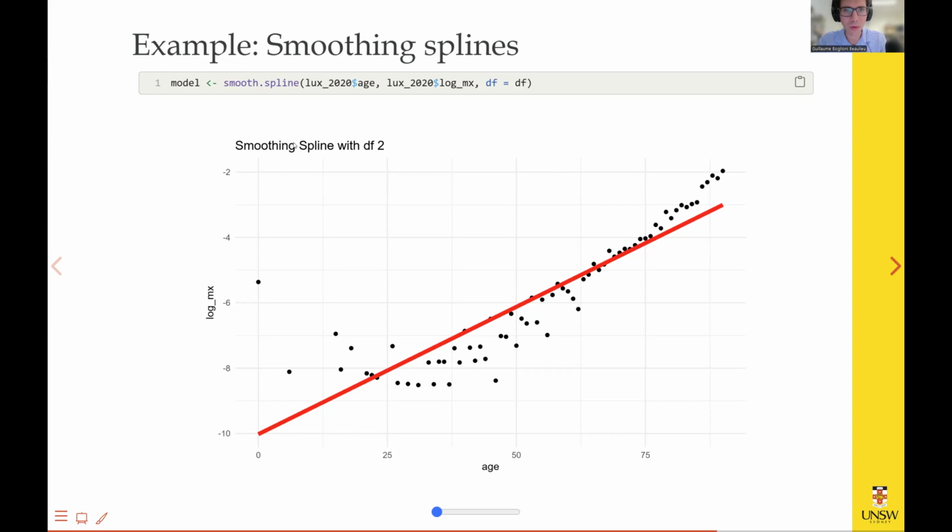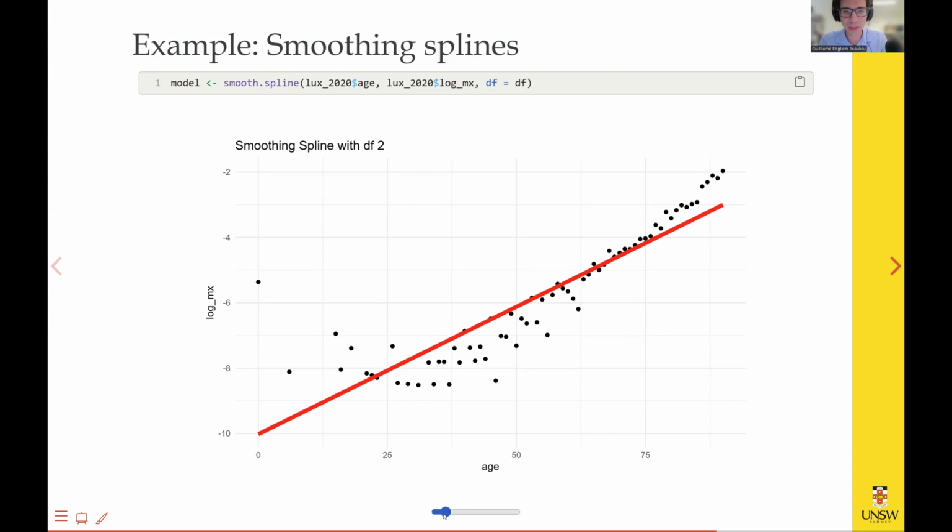For now, a smoothing spline with 2 degrees of freedom is a straight line, simply because you can view the degrees of freedom, only 2 here, as simply 2 parameters: the slope and the intercept. So you only have 2 degrees of freedom, so you can only fit a straight line, slope and intercept. As we said before, this is a bad fit for this data.